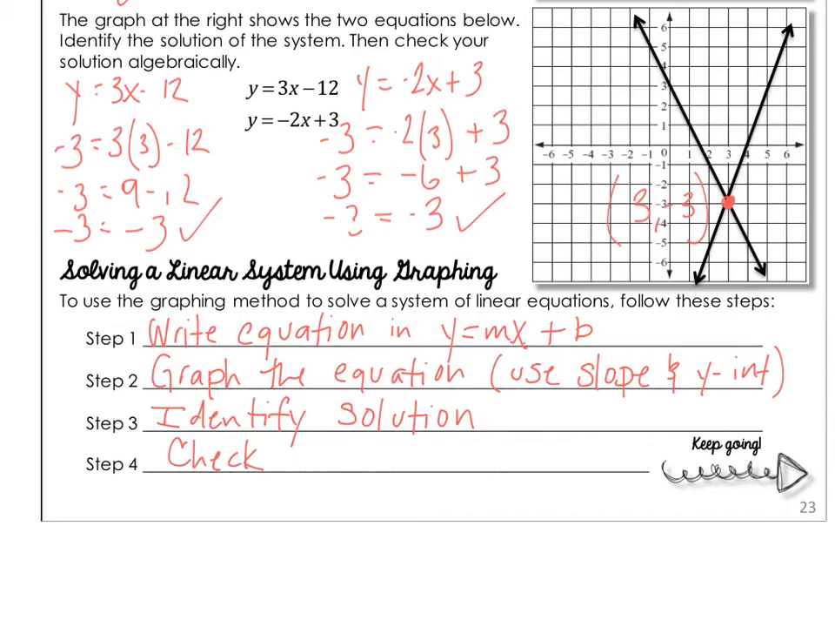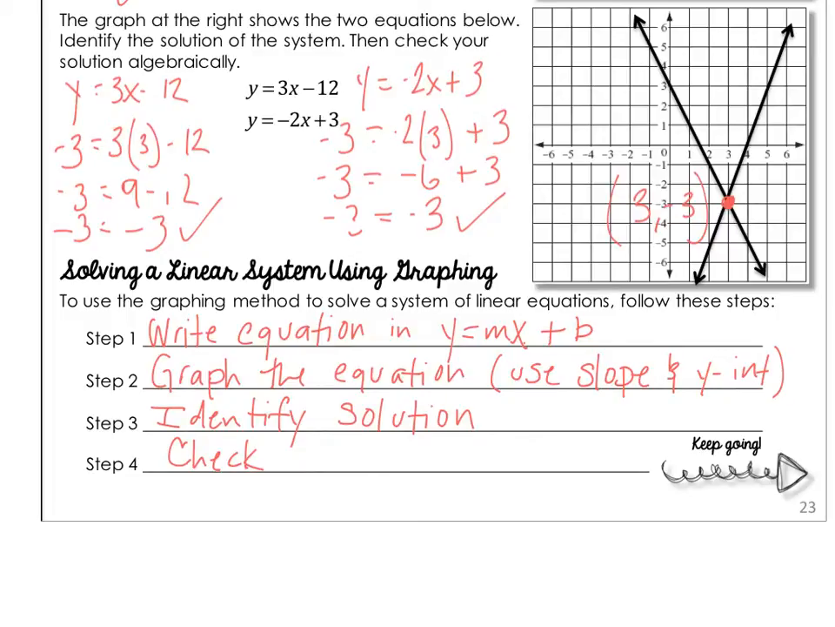Okay, so here's the next part of what we're going to do. This part won't be new, right? This is solving a system by graphing. So here's our 4 steps. Step 1 and 2 we've done before. So is our equation in y equals mx plus b form? That's step 1. Once it's there, we can go ahead and graph it, right, using our slope and y-intercept.